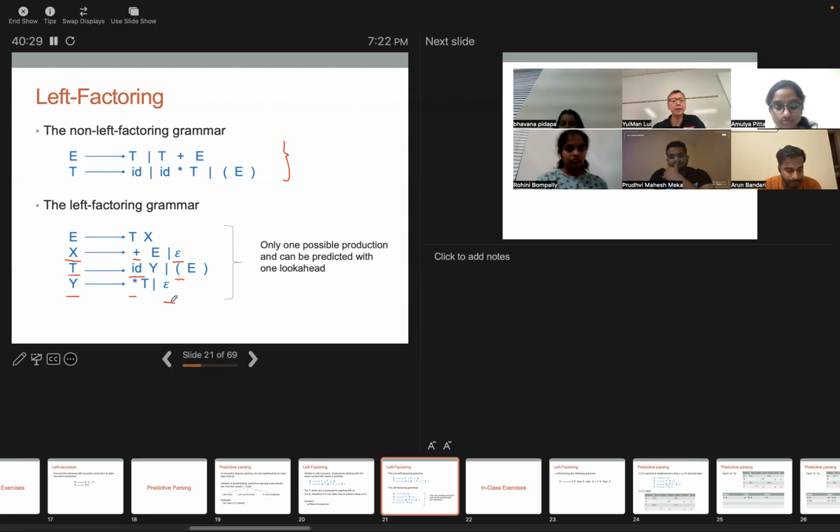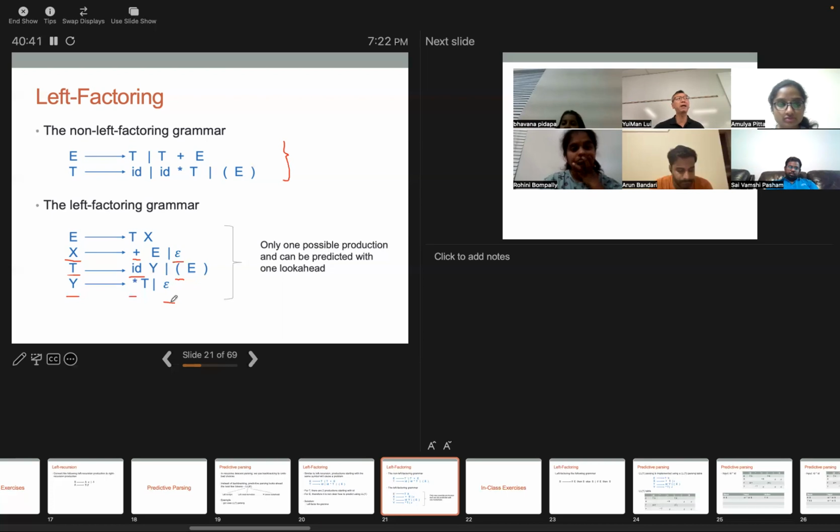Okay, so that means with one look ahead, looking at one token, I know either it's going to be a star or it's nothing. So I know which route I should take. So no confusion. So that means there's no backtracking.